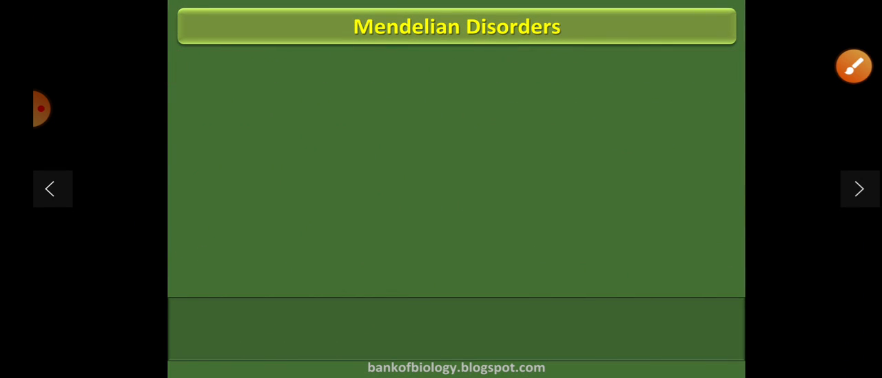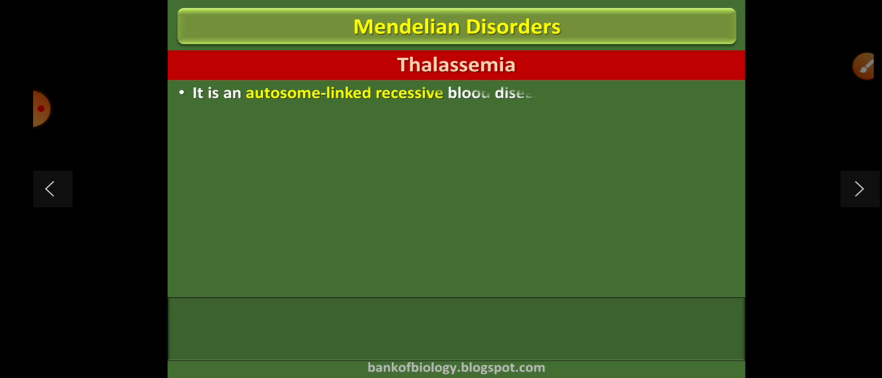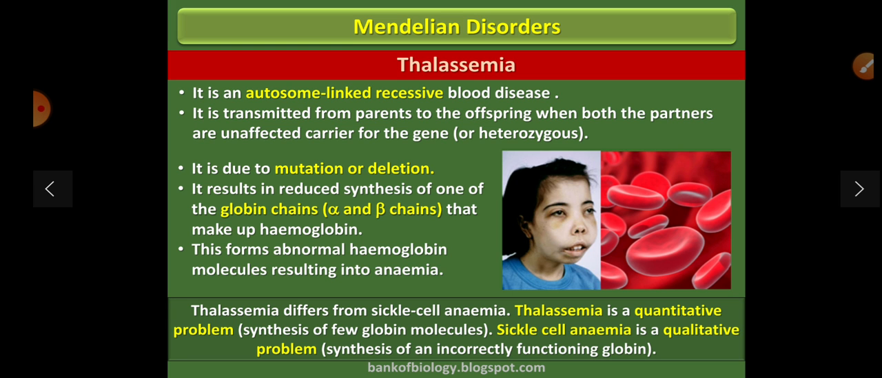Next is thalassemia. It is an autosome-linked recessive blood disease. It is transmitted from parent to offspring when both partners are unaffected carriers for the gene, heterozygous. It is due to mutation or deletion. It results in reduced synthesis of one of the globin chains, alpha and beta, that make up hemoglobin. This forms abnormal hemoglobin molecules resulting in anemia.